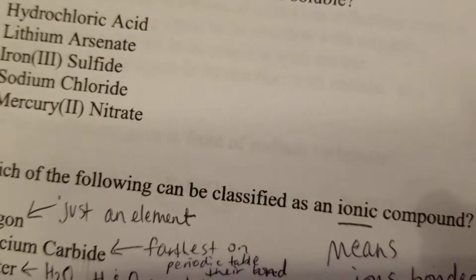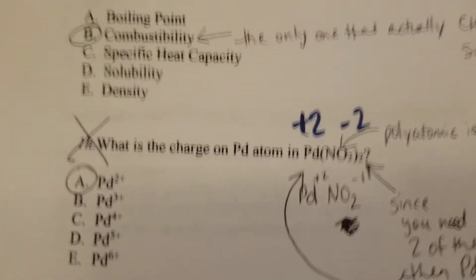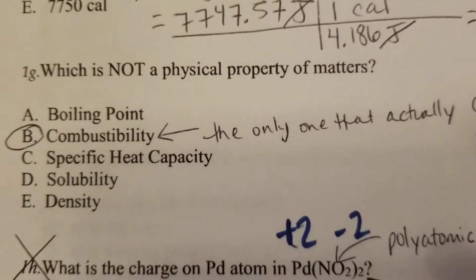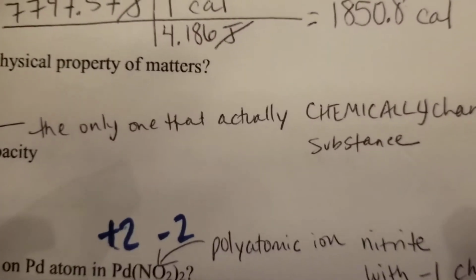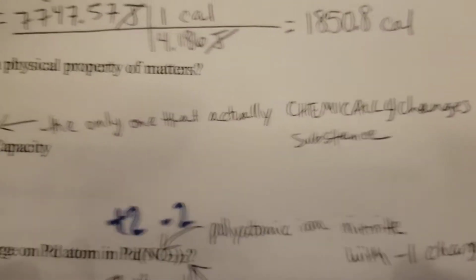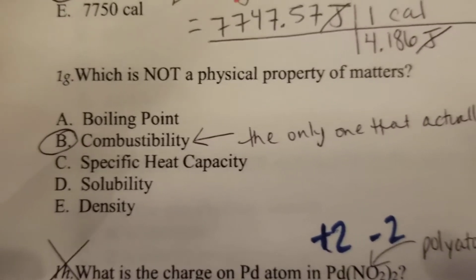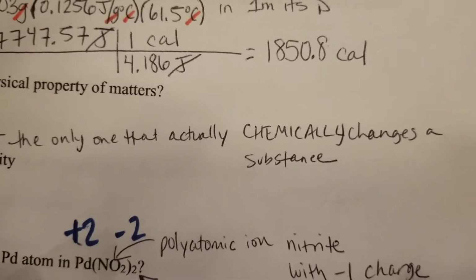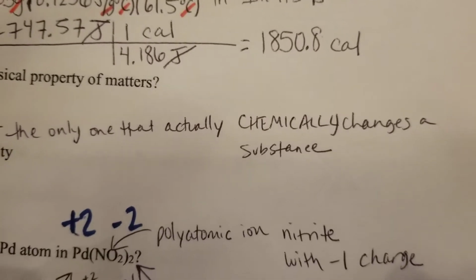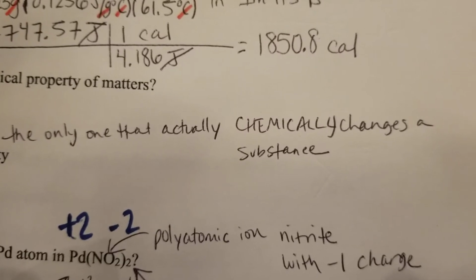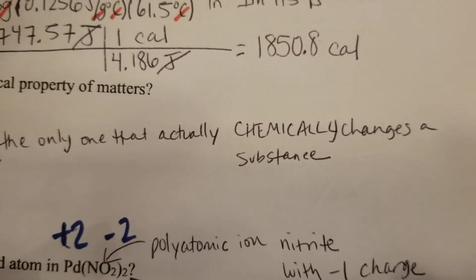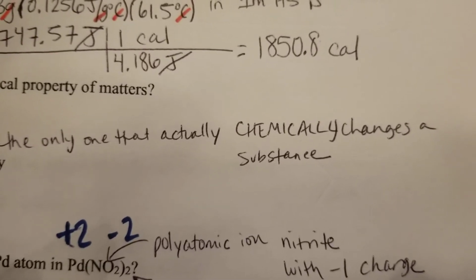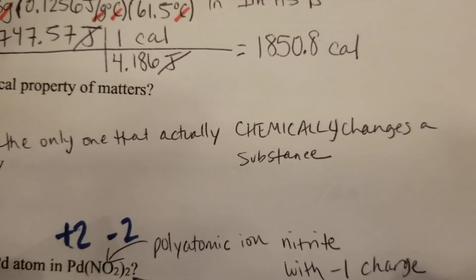The next one is letter G. Letter G says, which is not a physical property of matter. Okay, so I'm pointing to the right answer, which is letter B, combustibility. That is the only one that actually chemically changes a substance. So I want you to remember that combustible means that something burns or explodes. And when something burns or explodes, it is no longer the same thing. Like if you burn a piece of paper, it is not going to be paper anymore. It is going to be ashes, and ashes are not the same.